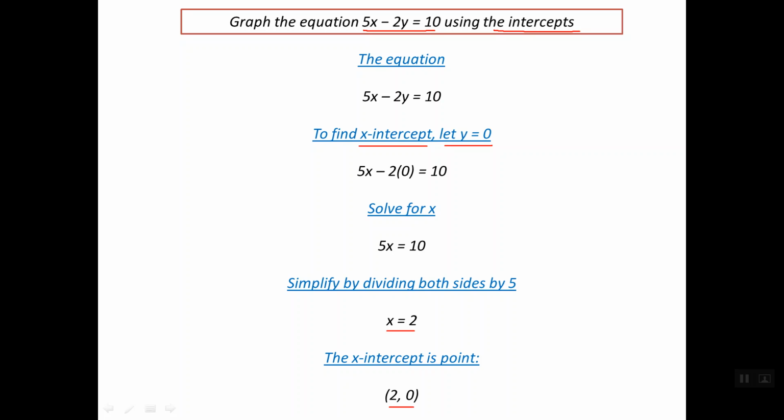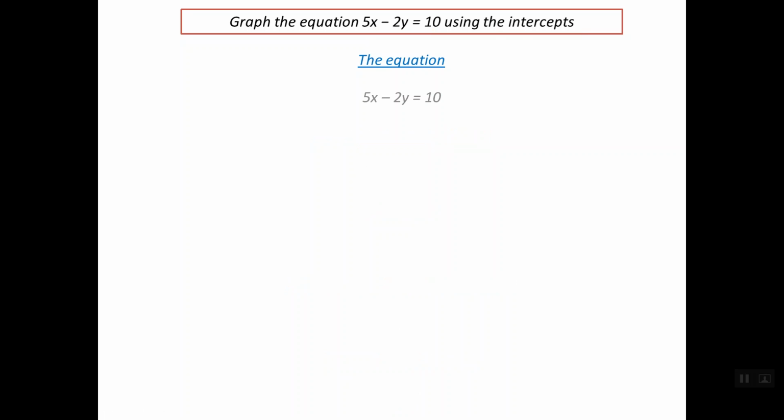In the same way, now we need to find the coordinates of the y-intercept. So this is the equation. In order to find the y-intercept, we let the value of x be 0 and solve for y. So the equation becomes 5 times 0 minus 2y is equal to 10. So we can simplify and solve for y.